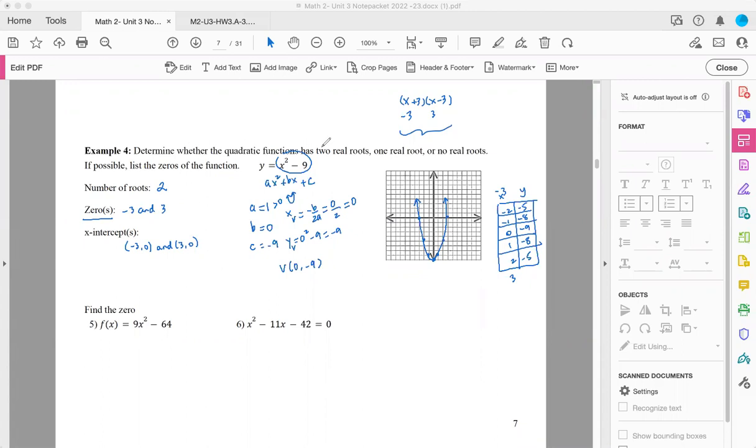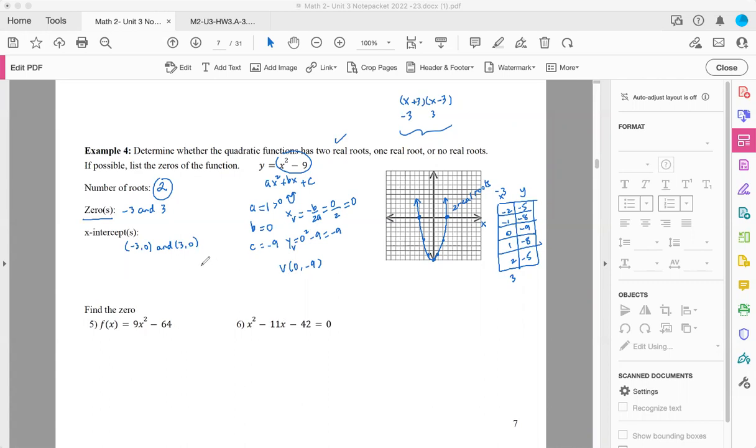Determine whether the quadratic function has 2. We did that. We said it's 2 real roots, right? Because it's going to be 2 points here, 2 points of intersection. That's 2 real roots. Real means on the real number line, like the x-axis is a real number line. We did that. And then list the zeros, we did that. We said they're -3 and 3.